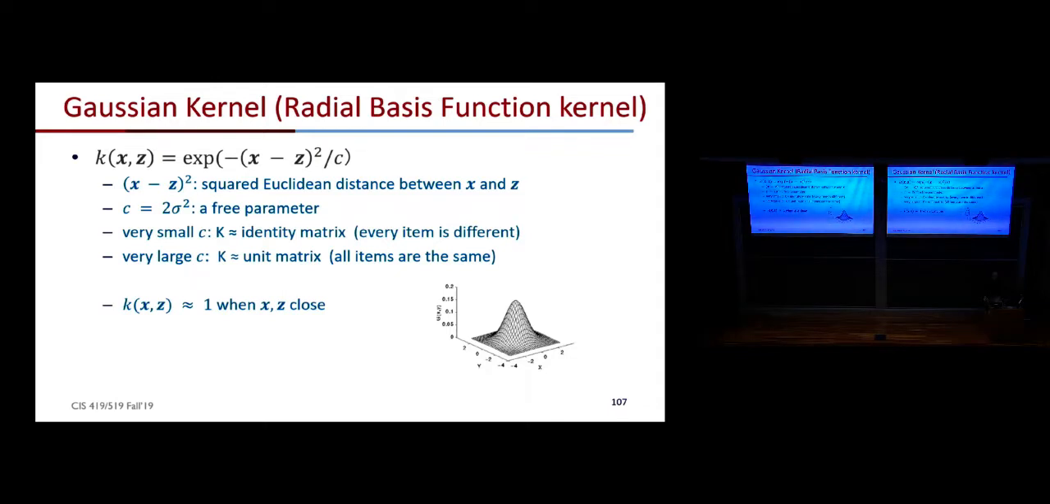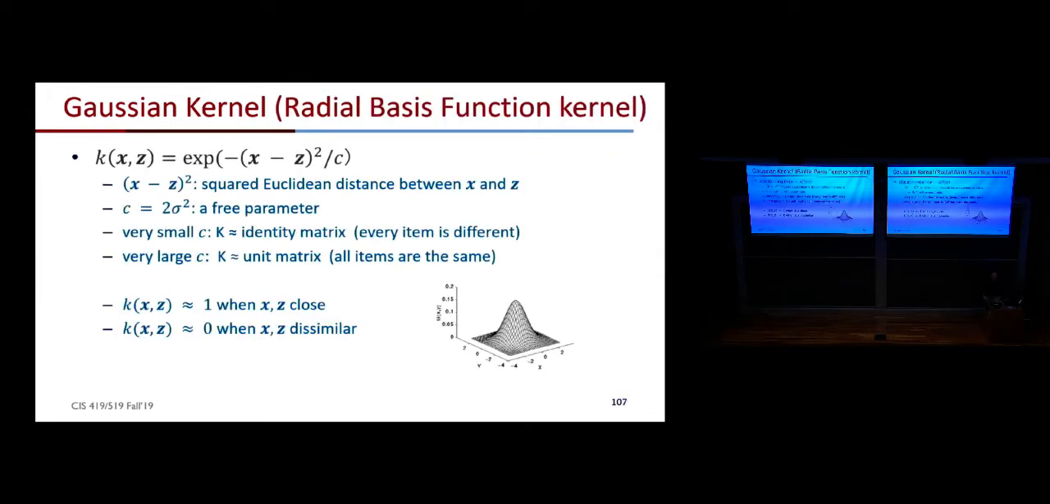Yes? X and z are vectors, right? X and z are vectors. So are you taking the norm of their difference and then squaring it? You're right, actually. I'm sorry about this notation here. It should have been the size of this. Yeah, I'll change this notation. It's the size. Okay.